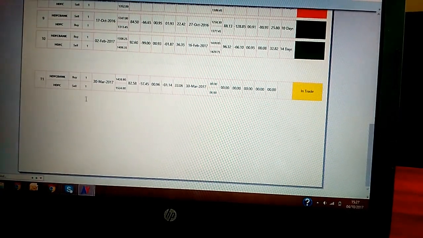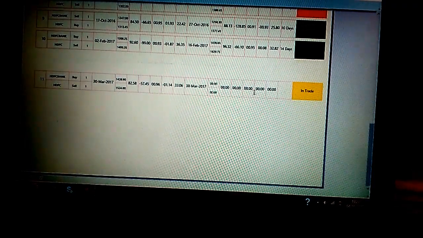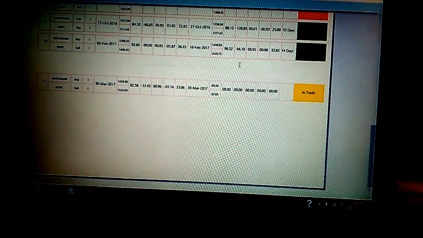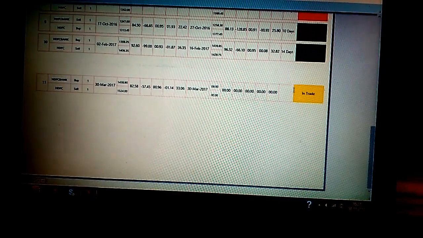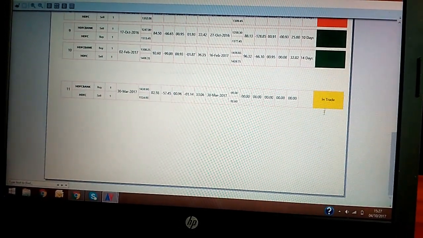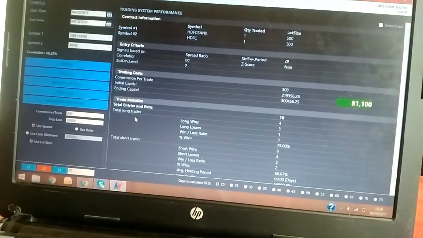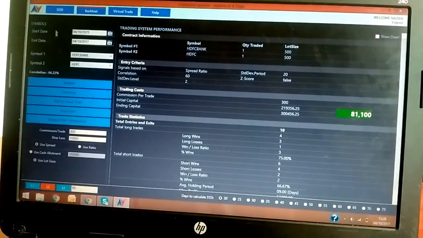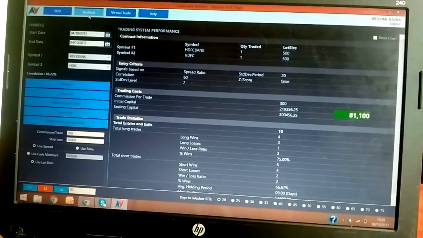The last trade started on 30th March 2017, and it's still in trade. Whenever the pair is in trade, you will get a signal like this, in trade. In trade means the trade has not closed. So like that you can use pair trade analyzer. First EOD, then virtual trade, then backtest.